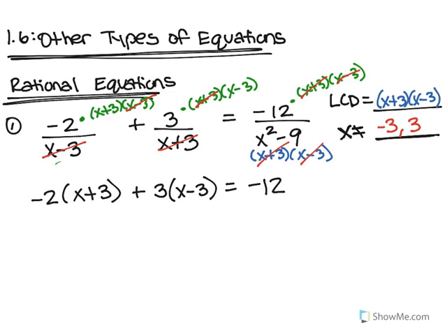Does everyone see how I canceled and made, this is my new equation. It doesn't have any fractions in it. I took that LCD and what it looks like, you're multiplying your numerator by the denominator that's not on the bottom. You follow me? The one that's the same cancels. So now we're going to keep going. We have a regular equation. We're going to distribute.